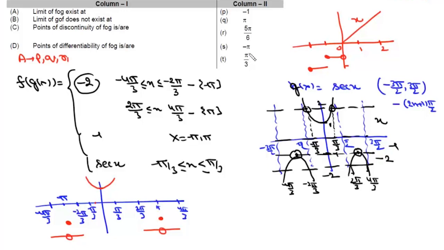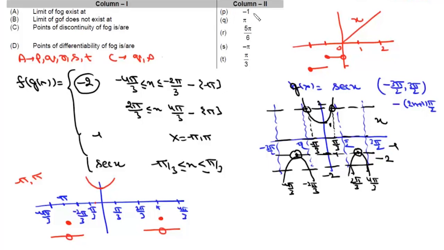And then at minus pi also it will be this s, and at pi by 3, we have a defined left hand limit but a non-defined right hand limit, and if the limit is defined only on one side, then too this limit is defined. So it will be p, q, r, s and t. And points of discontinuity of f of g of x will be discontinuous at minus pi and plus pi. So it will be discontinuous at minus pi and plus pi. So this c matches with q and s. Now points of differentiability of f of g of x.